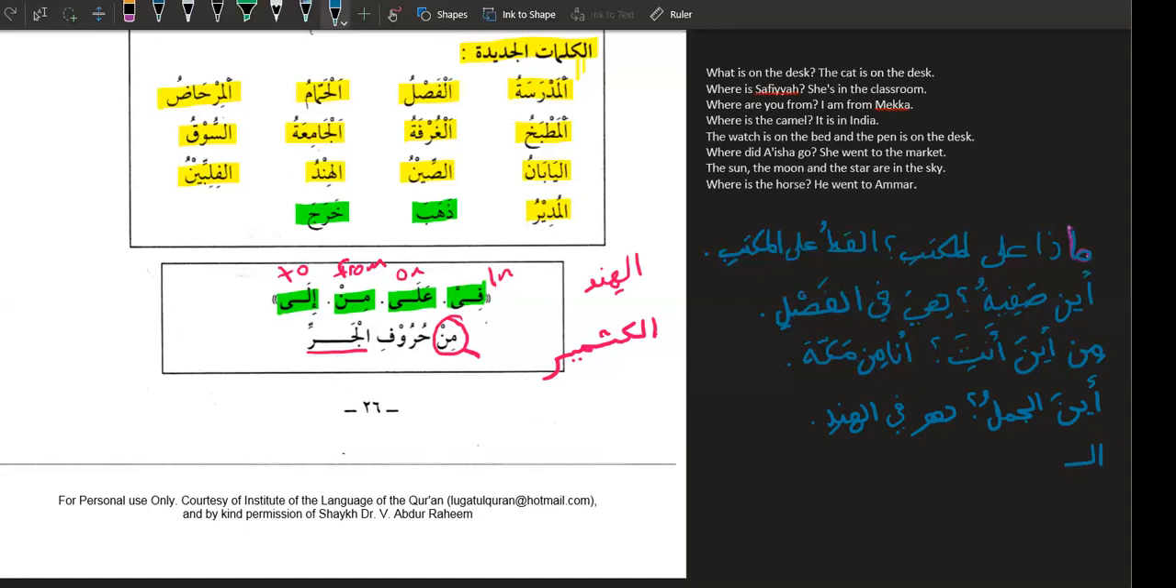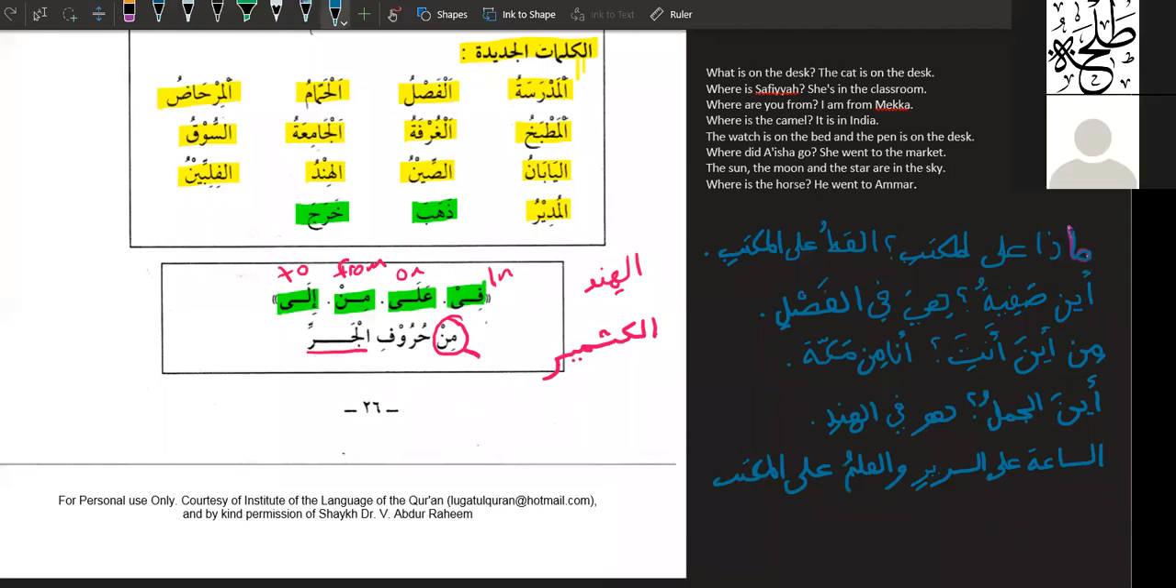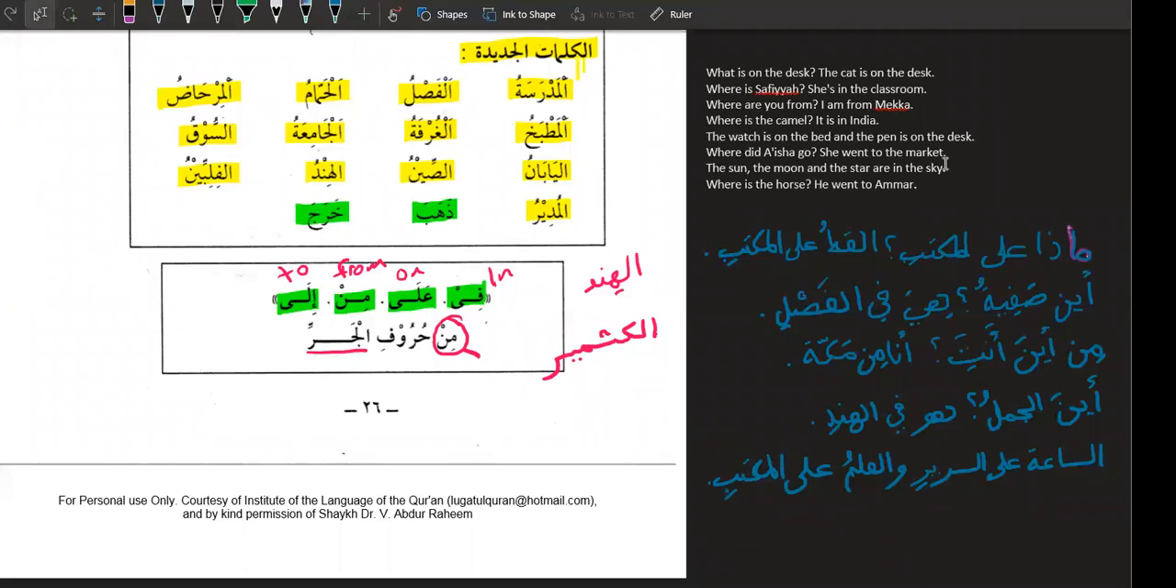The watch is on the bed and the pen is on the desk. So الساعة على السرير والقلم على المكتب.